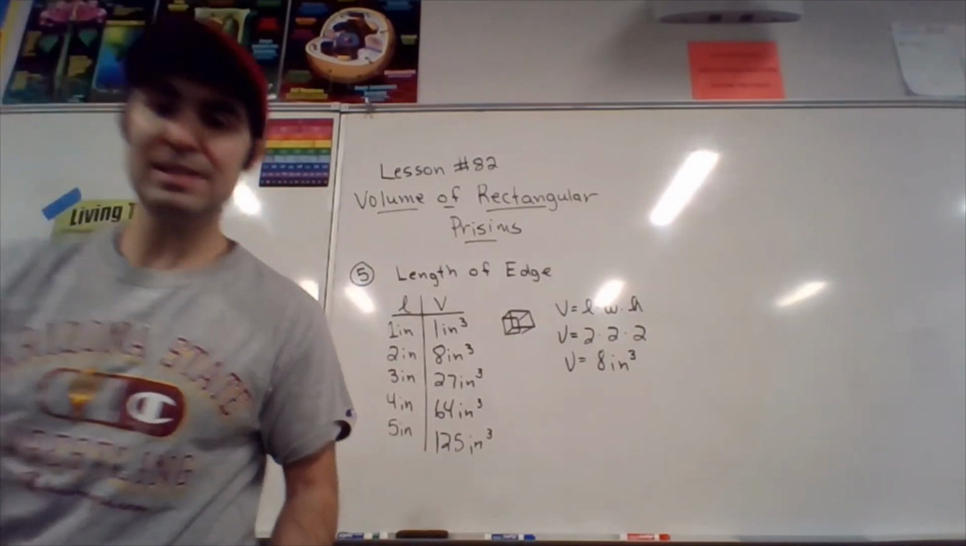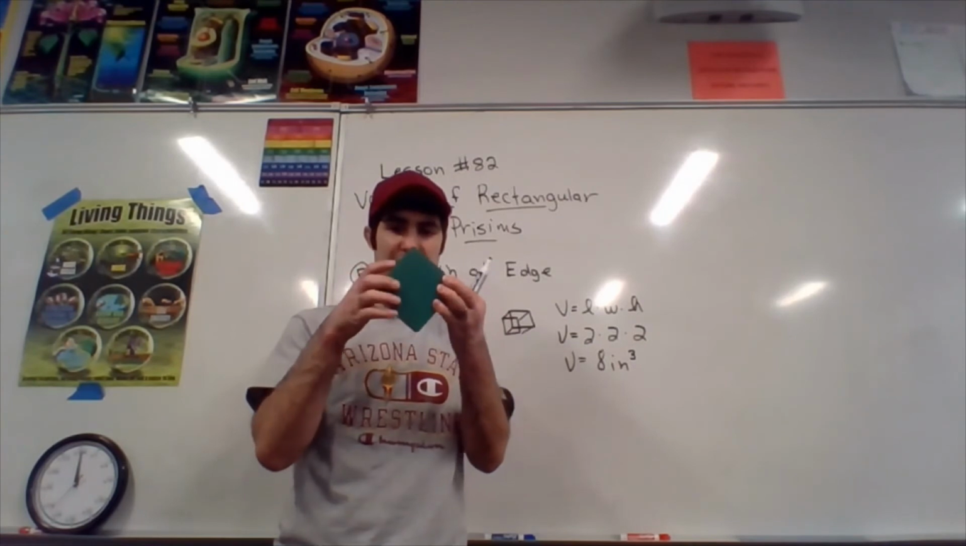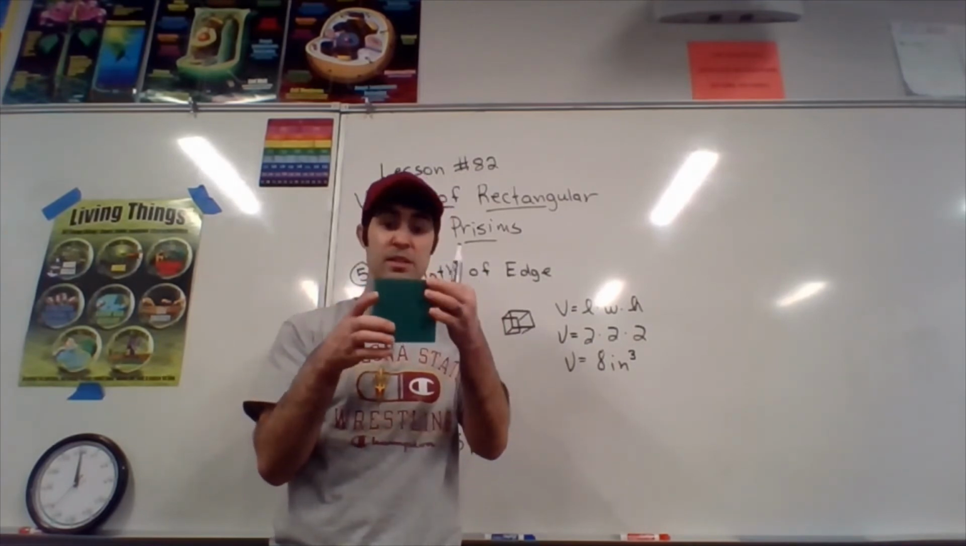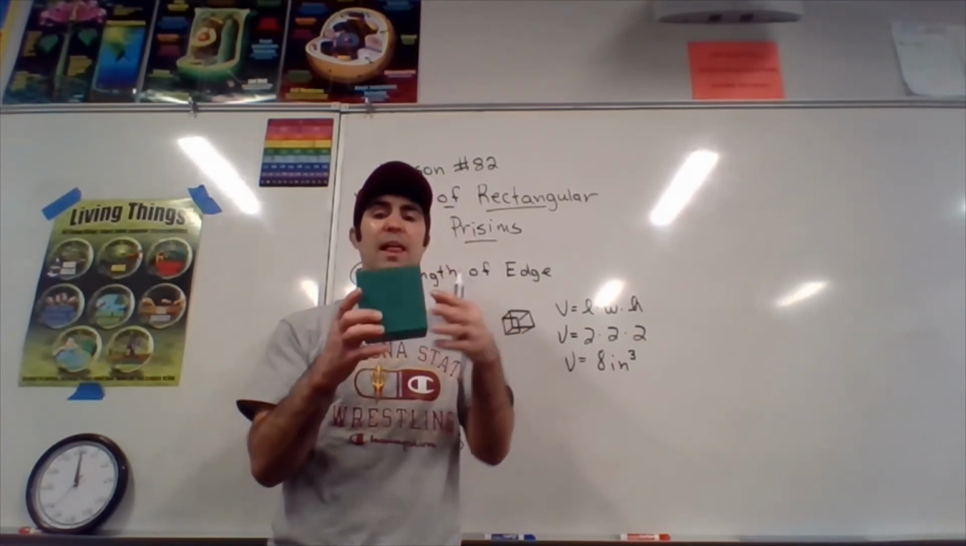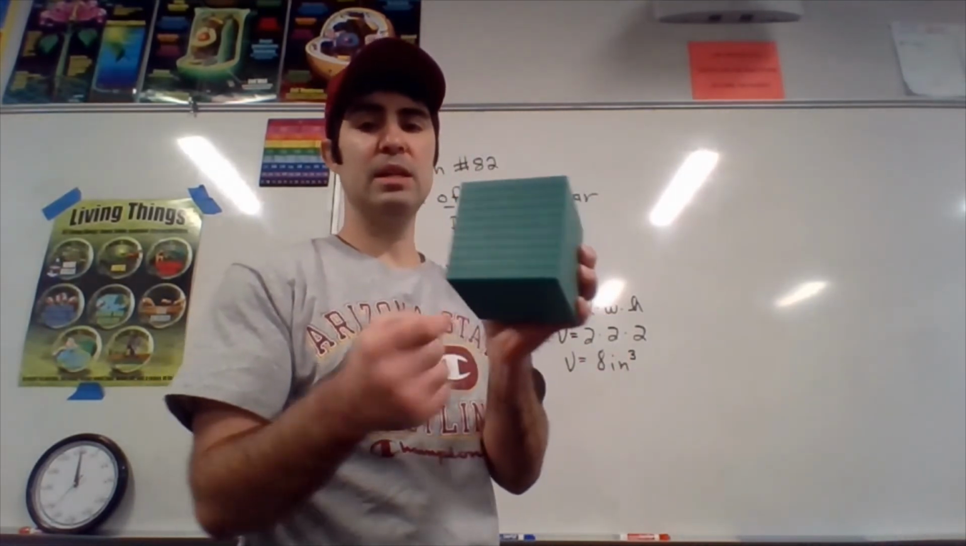So when you get up to 10 times 10 times 10, how many little cubes are in this? How much area is in here? How much space? Well, there's 1,000 little tiny cubes when you go 10 times 10 times 10.